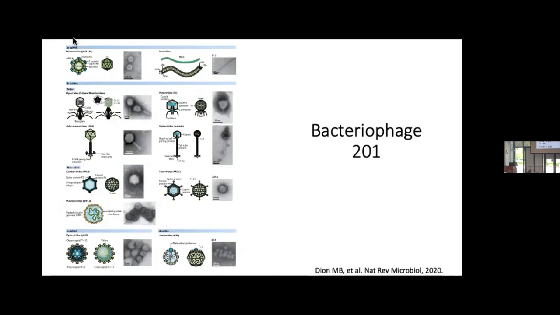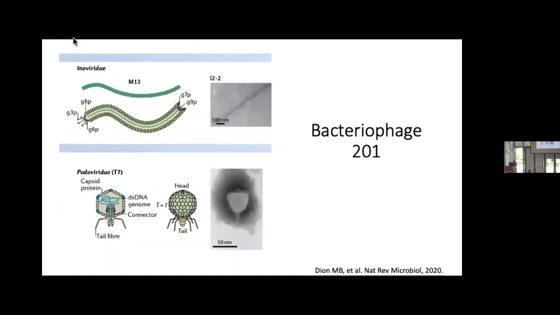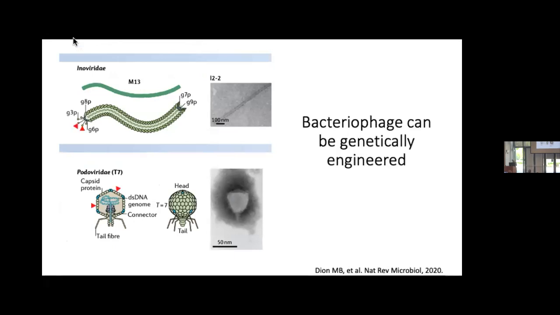While there's lots of different bacteriophage out there, in the lab, two that are very frequently used are M13, which is a filamentous phage, and T7. One of the key features of bacteriophage is their genetic pliability. The reason M13 and T7 have been such workhorses in the lab is that it's possible to engineer surface proteins in both so that you can express an exogenous antigen as a fusion protein.